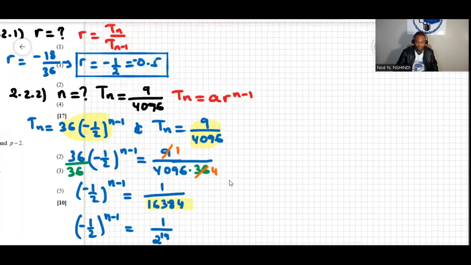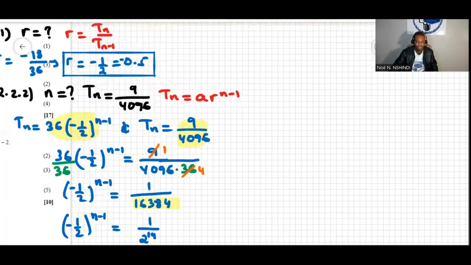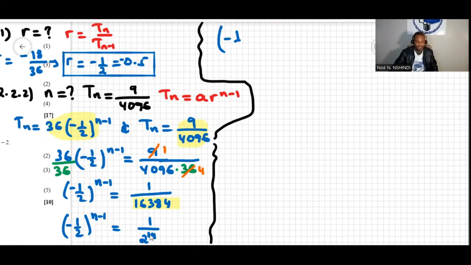I'm going to move my board a little bit this way. So now this is going to be negative a half to the power of n minus 1 equal to a half to the power of 14. We can write like that.